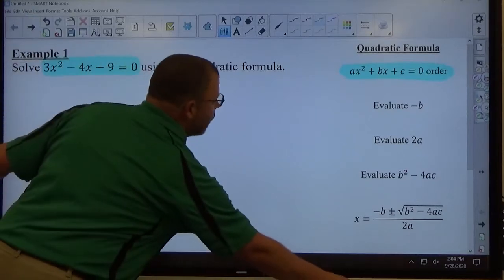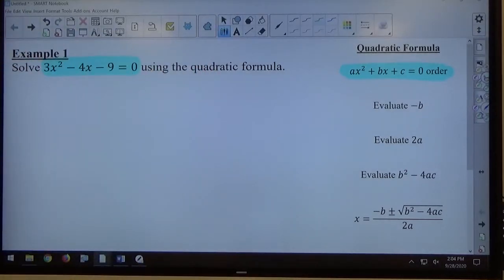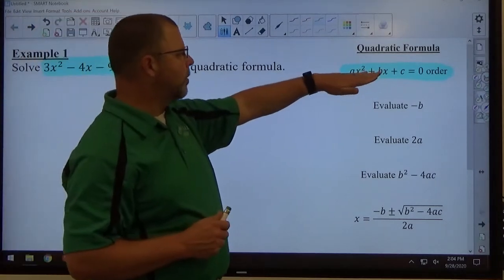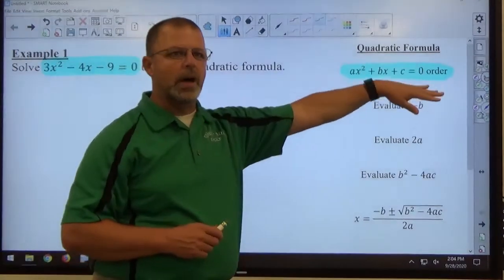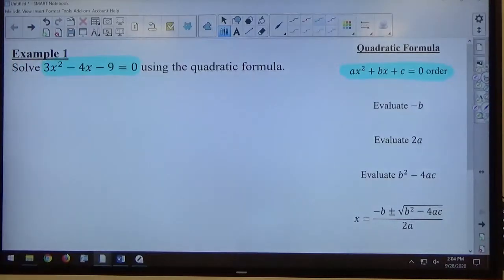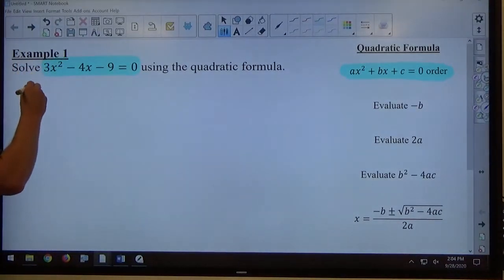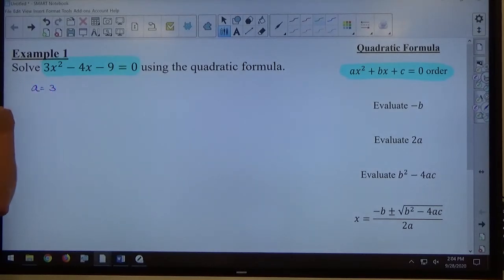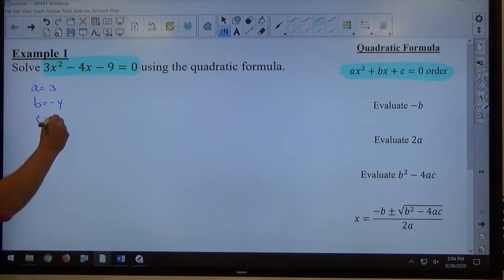A, B, and C are the numbers in front of x squared, x, and the constant. And whenever you see a structure that has positives in it, positive ax squared, positive bx, positive c, that simply means whatever signs you see in the picture are the right signs. So this says 3x squared, that means a is equal to 3. This says negative 4x, that means b is equal to negative 4. This says minus 9, that means c is equal to negative 9.